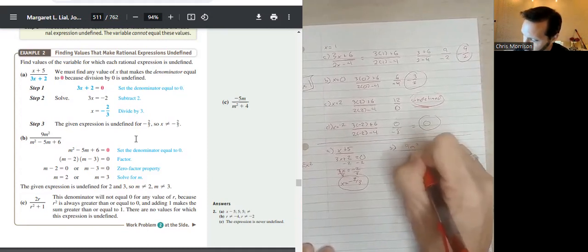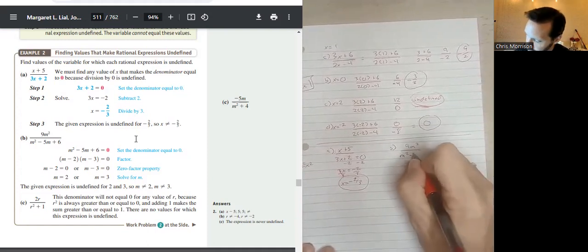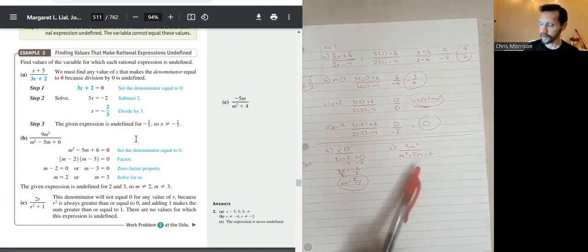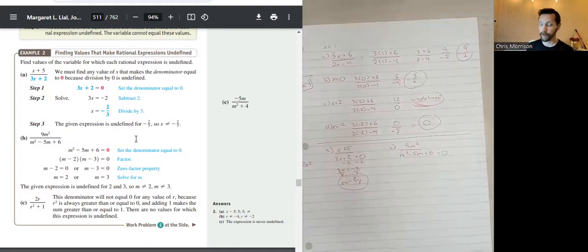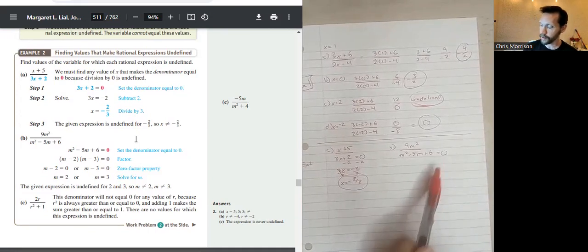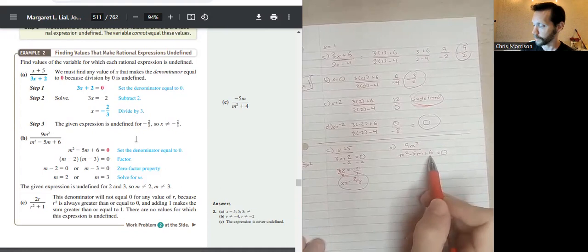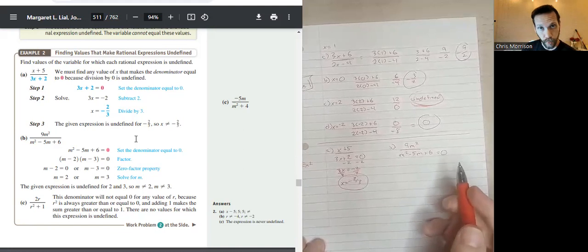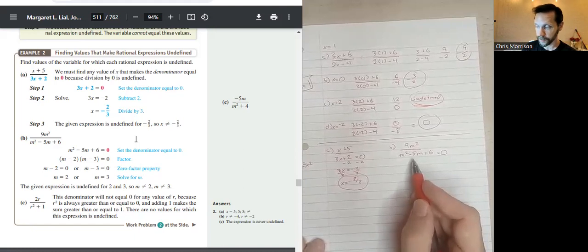9m squared over m squared minus 5m plus 6. Okay. Now, at what value does this expression become undefined? I'm just going to set the denominator equal to 0. And now you recognize this is a trinomial. This is a standard quadratic equation set to 0. And we're just going to factor this. And we know that we need factors of 6 that give us -5. And that's going to be -2 and -3, because -2 times -3 is 6, and -2 plus -3 is -5.